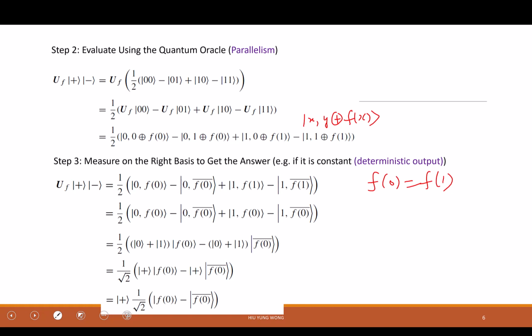What can I do? I do some special measurement. Based on the property, I've proved that if it is a constant function, I always measure plus in the most significant bit. If it is a balanced function, I always measure minus in the most significant bit. So if I measure it and get plus, I know this is a constant function. If I get minus, I know this is a balanced function. And I only do this with one computation. Here the computation takes very long time.